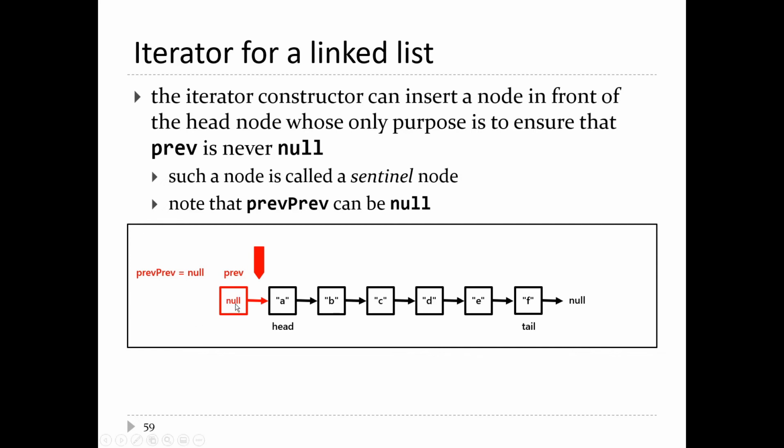So the constructor can make a new node. There's no element stored in the node. It can link that node to the actual head node of the linked list. Now the linked list doesn't know that this node exists. The iterator knows that this node exists, but the linked list class itself does not know that node exists. That node, whose only purpose is to ensure that there's always a node in front of the head node, is called a sentinel node.